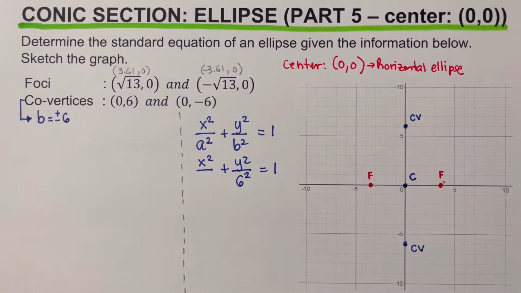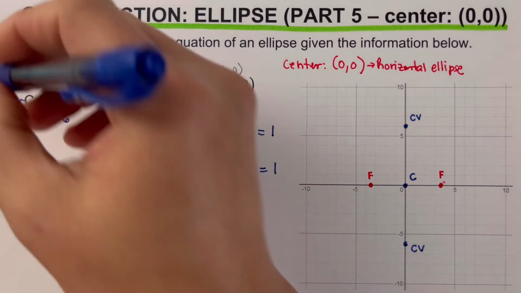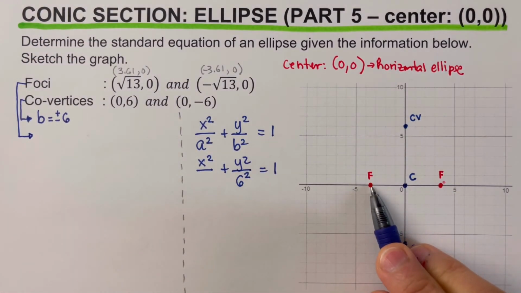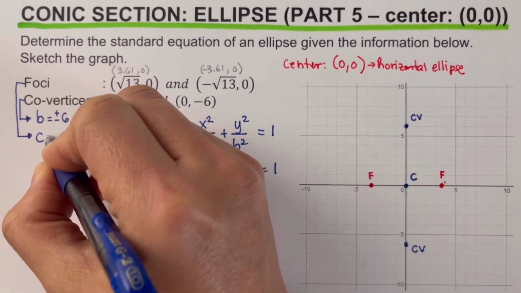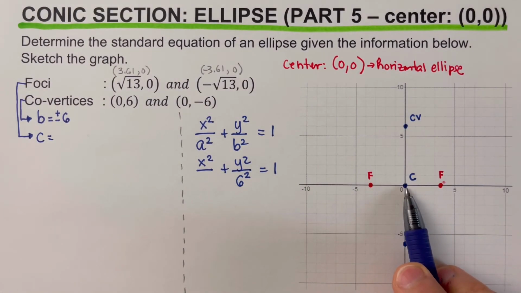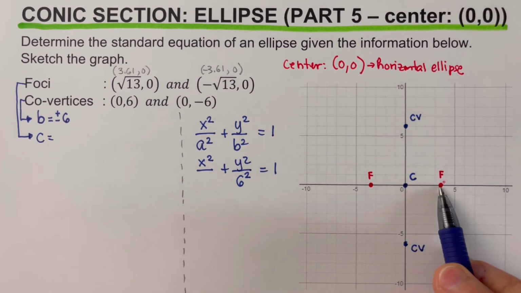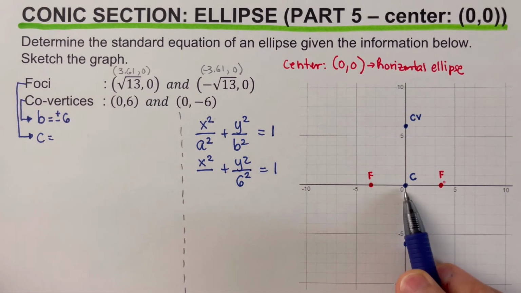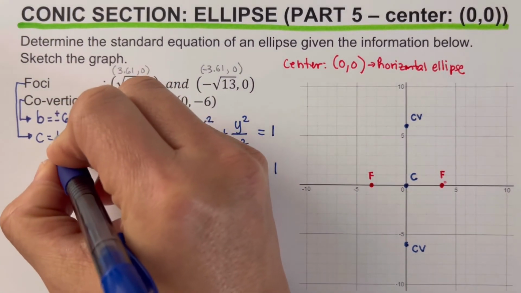So we're missing the a. Now we remember that our focus here is located on the x-axis. Now we remember that the distance from the center to one of the two foci is represented as letter c. So we can go ahead and say that our c value here is from the center to the focus. Remember that this point right here, this is a c. So this is actually located at square root of 13, 0. That means that the distance from the center to the focus is square root of 13. So I'm going to go ahead and write that up here.